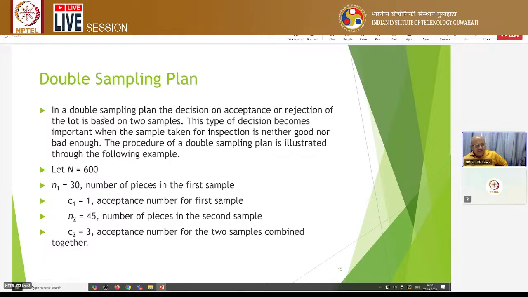We also discussed the double sampling plan, which is sequential. Suppose we have N equal to 600. So we take n1 equal to 30. We test just 30 only, and we accept with C1 equal to 1. If 0 or 1 defective is there, we accept this. But if 2 defectives are found, then we take a further 45 to inspect. And then we say that in the new sample, altogether there can be a maximum of 3 defectives, the acceptance number of the 2 samples combined.